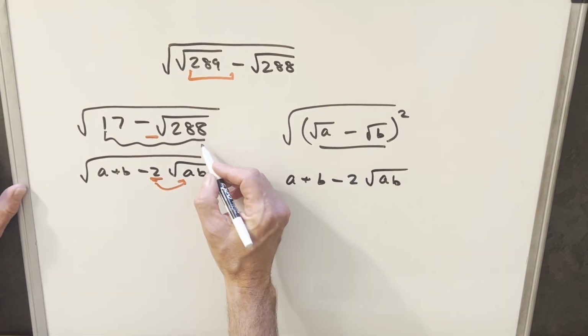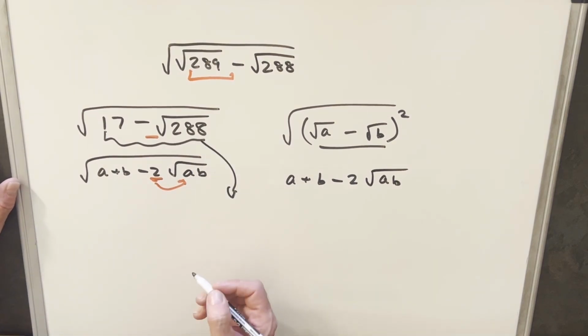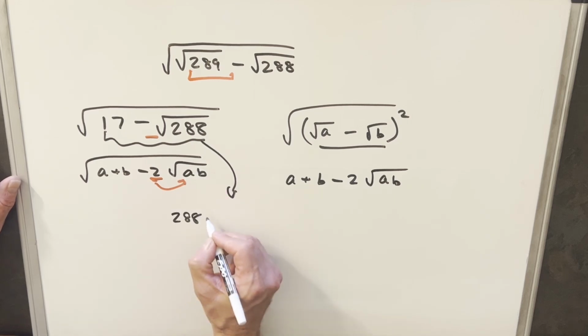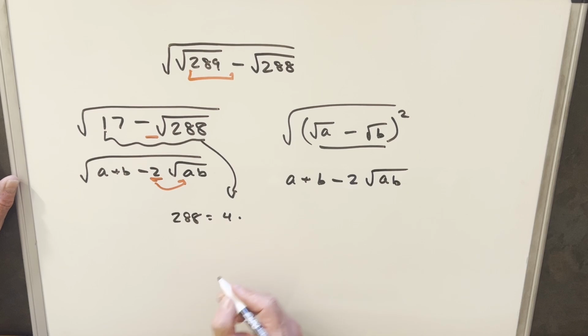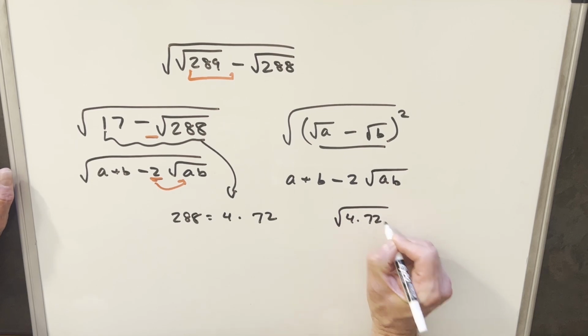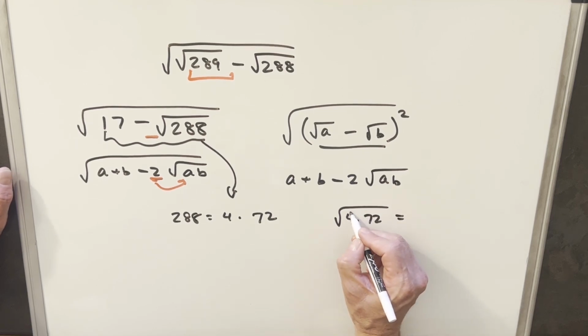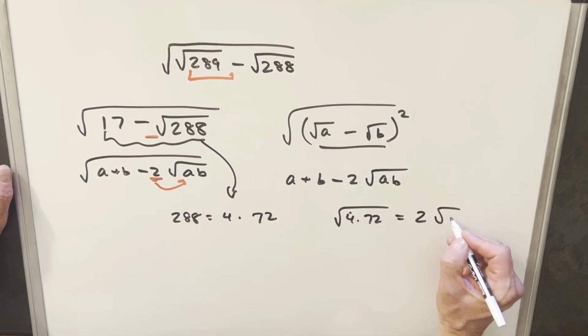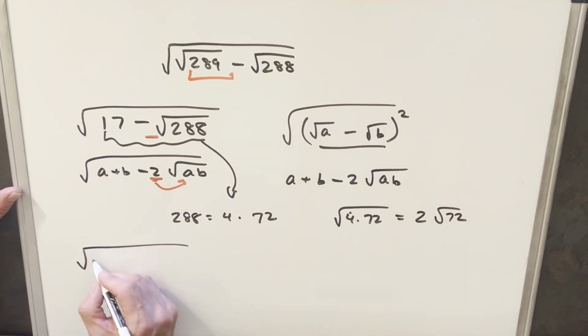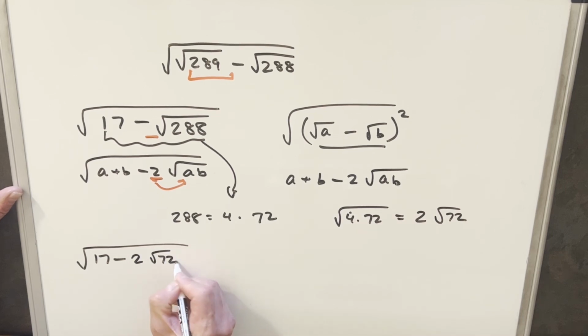But what I'd rather do is take this 288 and factor out a 4. So 288 is the same thing as 4 times 72. If we write the square root of 288 as the square root of 4 times 72, then we can take the square root of 4 and write this as 2 times the square root of 72. Now let me put this back into my radical. So we're going to write this as 17 minus 2 square root of 72.